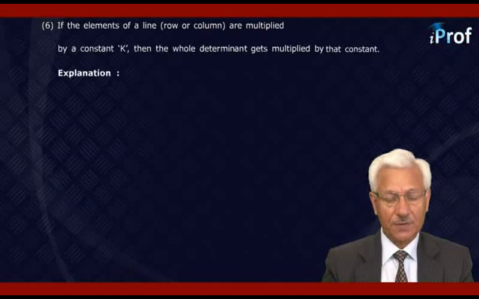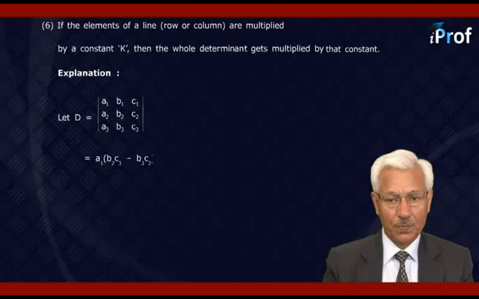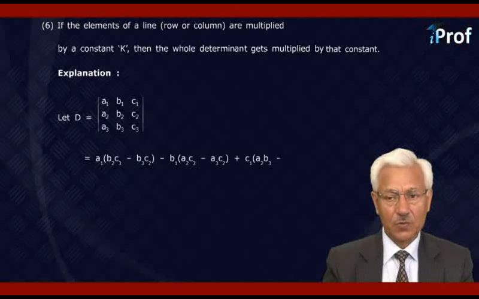The explanation for this is, let D equal A1, B1, C1 the first row, A2, B2, C2 the second row, A3, B3, C3 the third row, equal to A1 times (B2 C3 minus B3 C2) minus B1 times (A2 C3 minus A3 C2) plus C1 times (A2 B3 minus A3 B2).